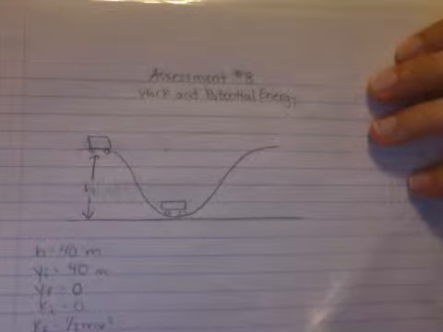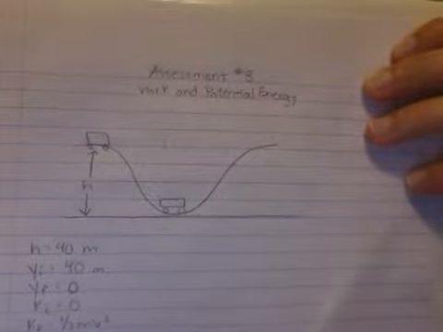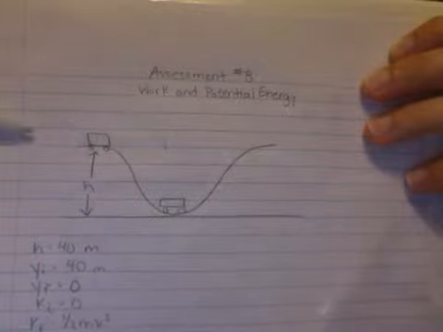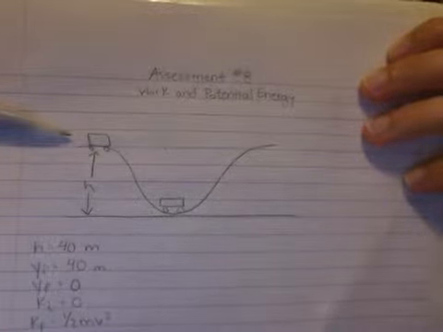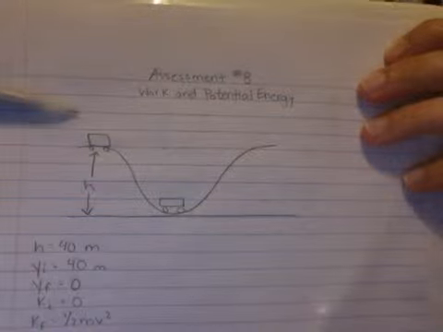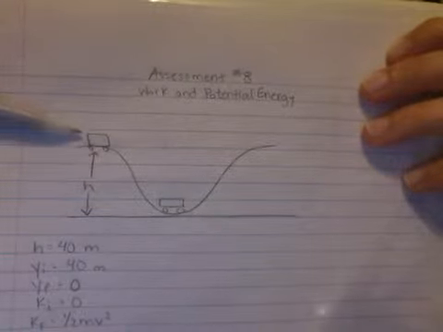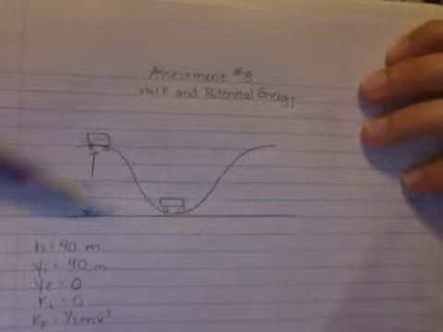Okay, this is video 2 for reassessment number 8 on work and potential energy. What we have is a cart, and we want to know the velocity of the cart at the bottom of the hill.